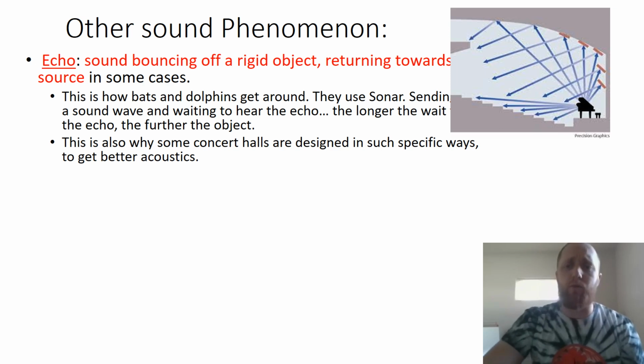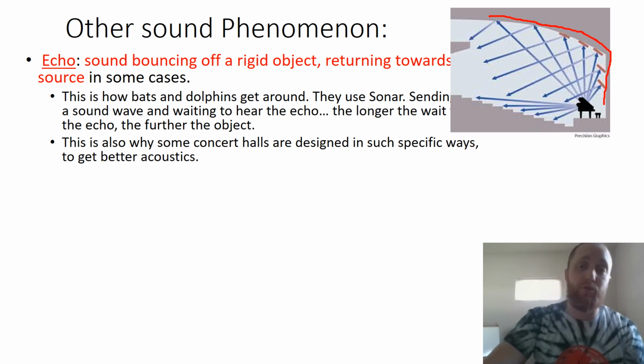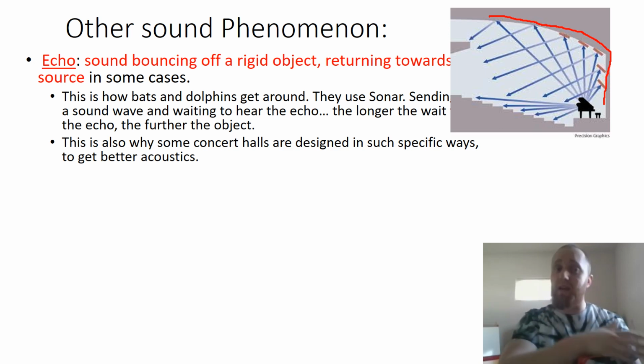This is also what they do with acoustics inside concert halls. And the reason that concert halls are built so specifically and so expensively is you want to try and get those sound waves reflected back off of the walls and back to the audience in phase, not out of phase.